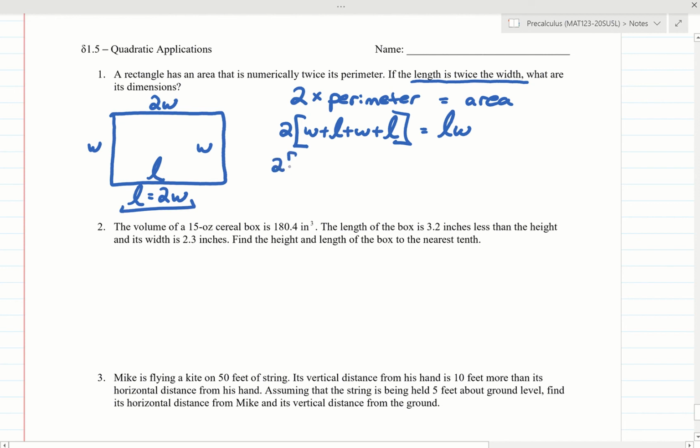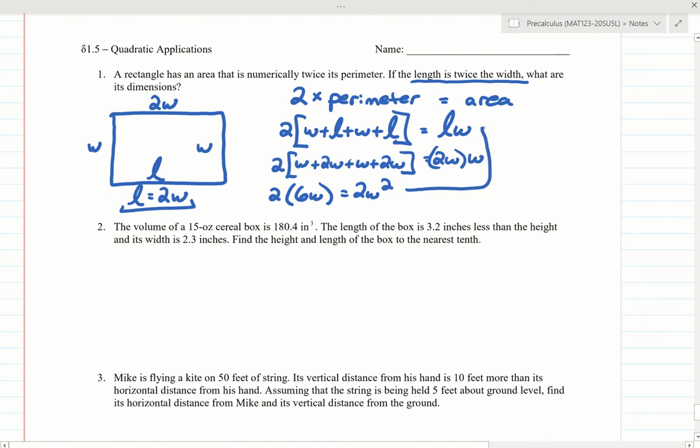So we're going to have 2 times w plus 2w plus w plus 2w is equal to L again, right? So that's 2w times w, or 2 times 6w is equal to 2w squared. Or, I'm running out of room here. Let's continue it right here. This says 12w is equal to 2w squared.